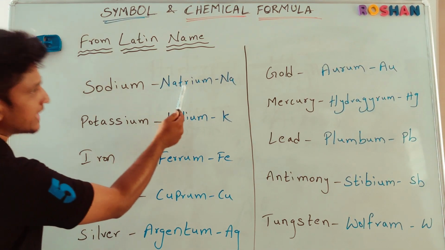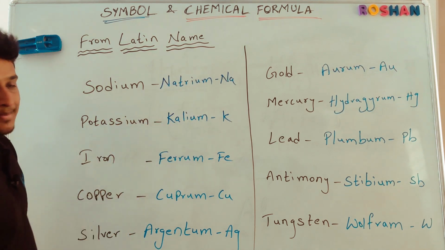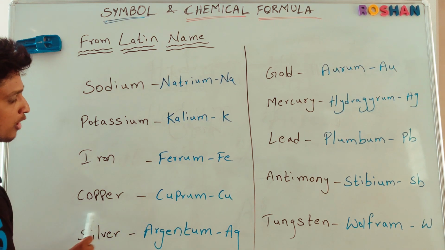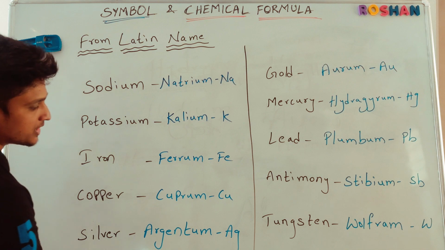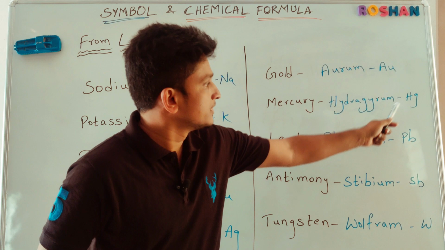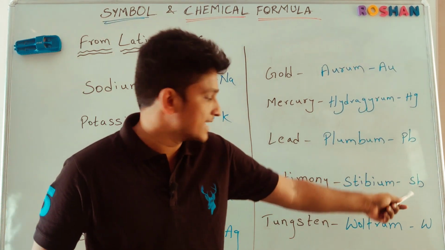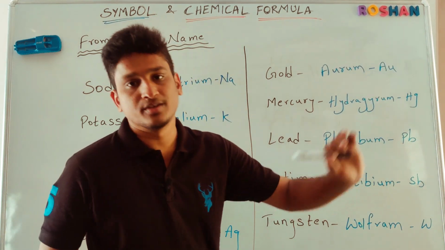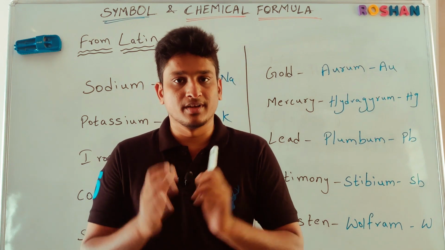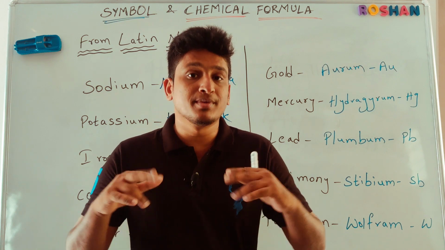Sodium, its Latin name is natrium, so the symbol is Na. Potassium, the Latin name is kalium, so the symbol is K. Iron, in Latin it is called ferrum, so the symbol is Fe. Copper, cuprum, Cu. Silver, argentum, so Ag. Gold, aurum, so Au. Mercury, hydrargyrum, so Hg. Lead, plumbum, so Pb. Antimony, stibium, so Sb. Tungsten, wolfram, W. Tungsten, it's not a Latin name, students. The name wolfram is coming from German. So these are based on Latin names and German names, and some elements are based on country names.